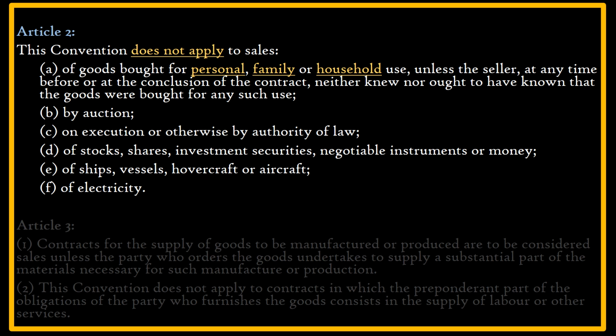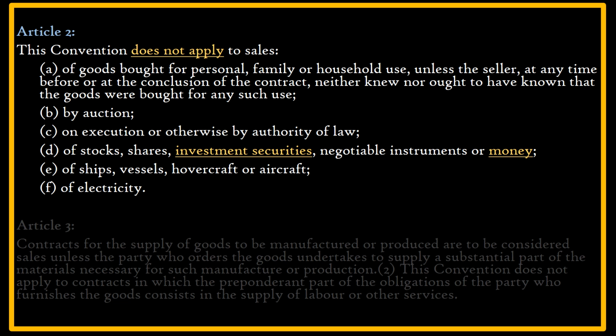And of course, that's the only reason I would buy a washing machine, for personal use. But if I am a retailer of washing machines and I buy 100 washing machines from a seller in China, the CISG will indeed apply to that transaction. All right, the CISG will not apply to auctions. The CISG will not apply to investment securities or money. We've seen the same pattern in the UCC. Go back, look at UCC 2-105, and you will see the same thing.